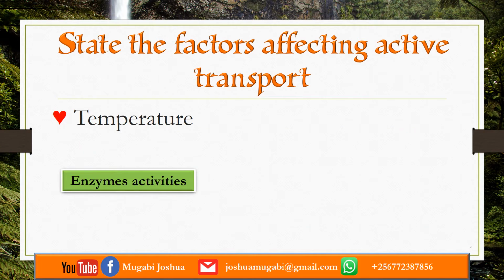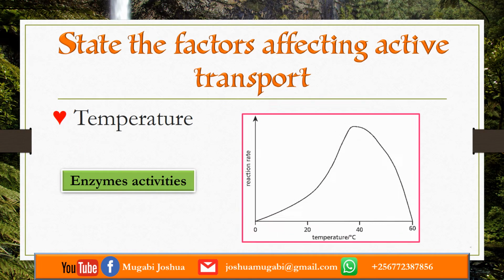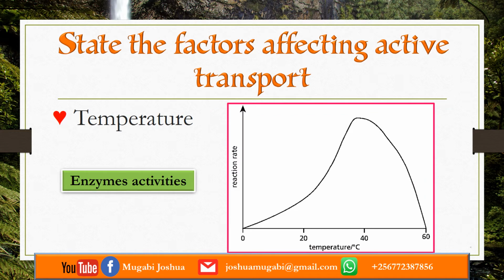Now, when we look at the temperature, we shall look at our curve. On the horizontal axis, we have temperature. On the vertical axis, we have the rate of reaction. We know that our reaction is controlled by enzymes, so the enzymes are the ones that are going to be affected by the temperature.